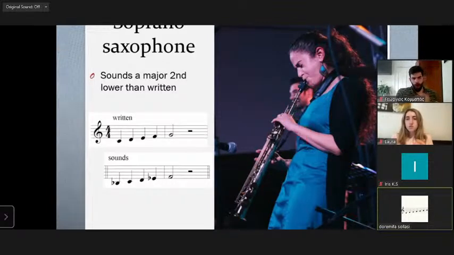But in appearance, they are kind of similar, let's say, because the soprano saxophone is straight. It is not a curved instrument. Although there exists another version of the soprano saxophone that is curved, but it is not very popular.